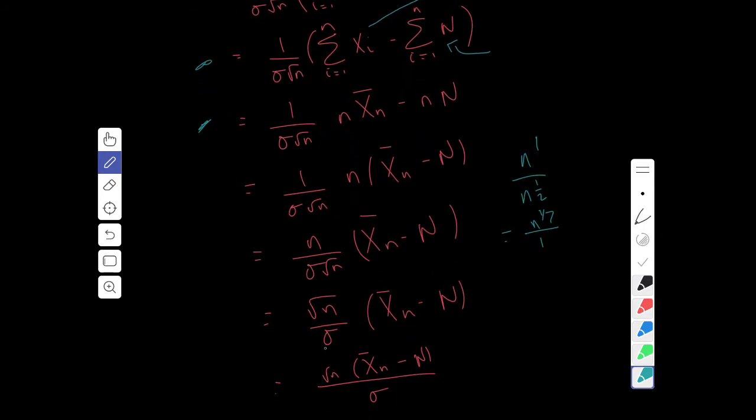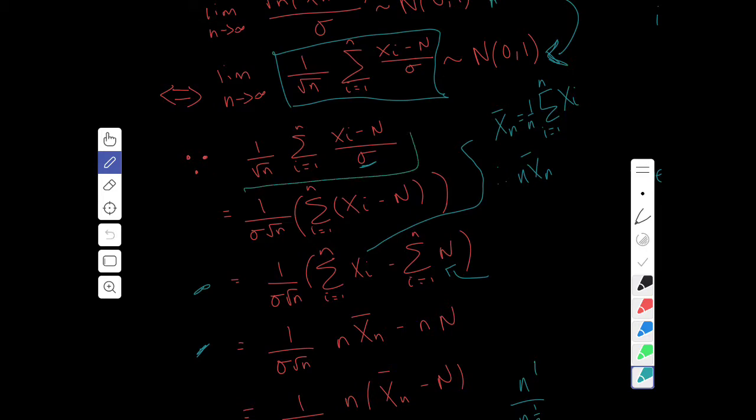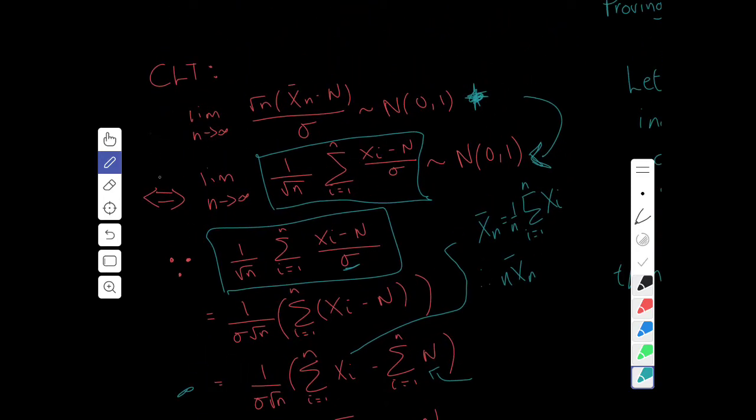And then we have the square root of n times Xn bar minus mu over sigma is equal to this particular thing. So therefore, the limits of those two things are equivalent. So we have this statement over here, this equivalency. So that's the first point: this is the form of the CLT that we're going to prove. We're not going to prove that one. We're going to prove this one over here. And because these two things are equivalent, it's the same thing.